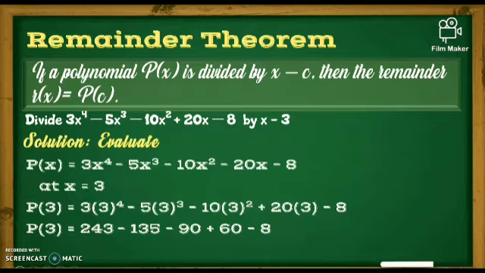Evaluate. 3 raised to 4 is equal to 81 times 3 is 243 minus 3 raised to 3 is 27 times 5 is 135 minus 3 squared is 9 times 10 is 90 plus 20 times 3 is 60. Then rewrite negative 8. Simplify. P of 3 is equal to 70. Therefore, the remainder is equal to 70.